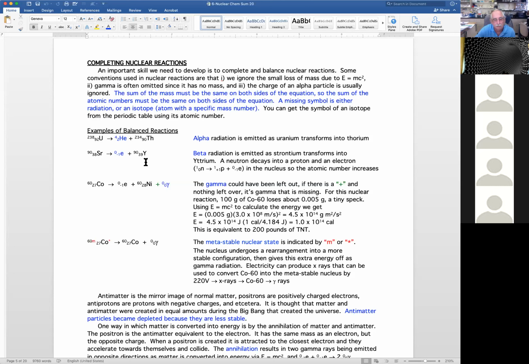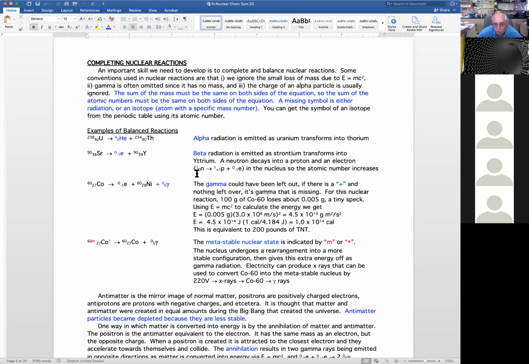So here we see that strontium-90 gave off beta radiation. When it did that, it transformed into yttrium-90. So this electron did not come from outside the nucleus. It came from within the nucleus. It comes flying out of the nucleus at about 90% the speed of light. And you see we had 38 protons, and now we have 39 protons. How the heck did that happen?